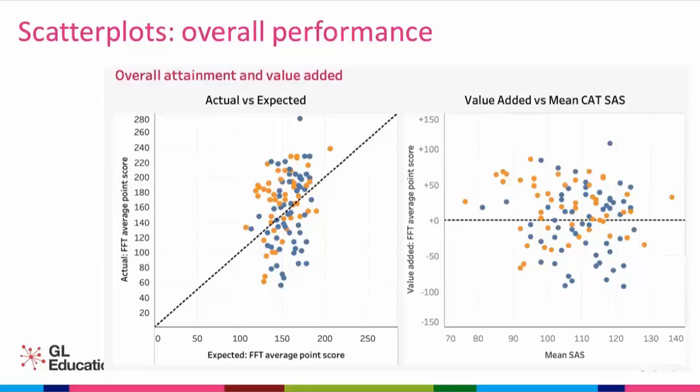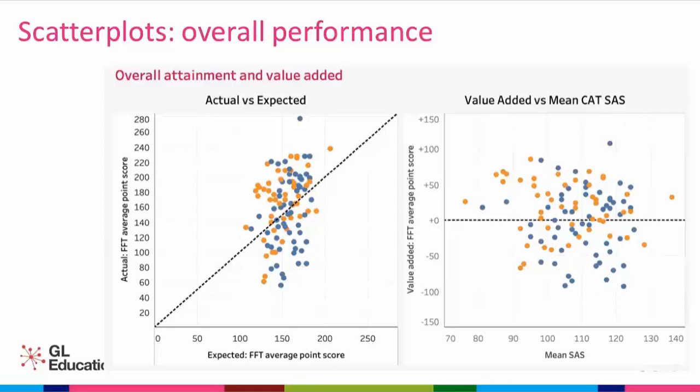On the left, you can see that we're plotting the expected result for each student, the expected score on the x-axis at the bottom, and we're showing the actual score for the students on the y-axis, the vertical axis. So students that are above the dotted line, above the 45-degree line, are achieving higher scores than we expected. They've got positive value added. The students below the 45-degree line, below the dotted line, have lower results than we expected and have a negative value added score.